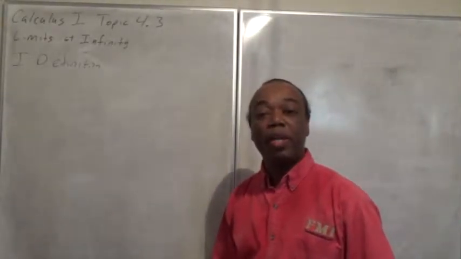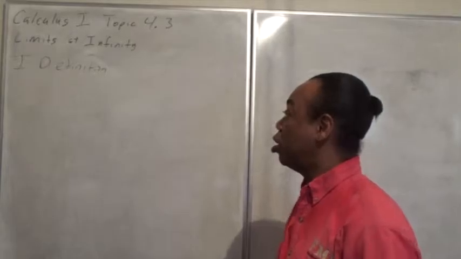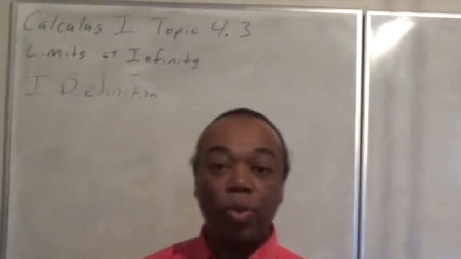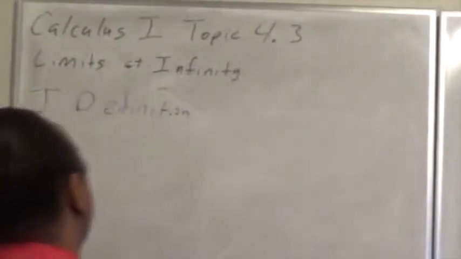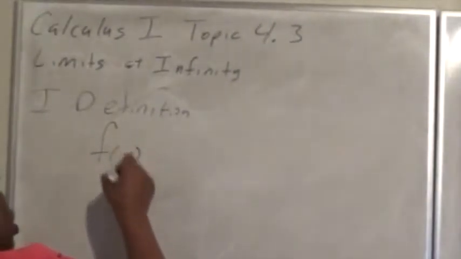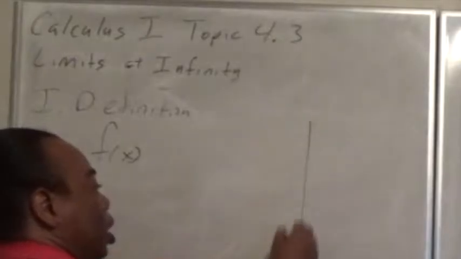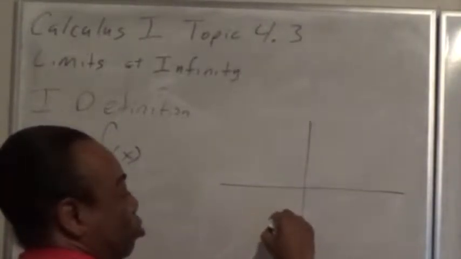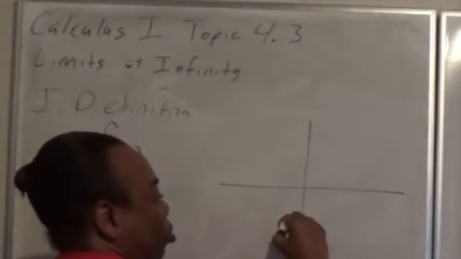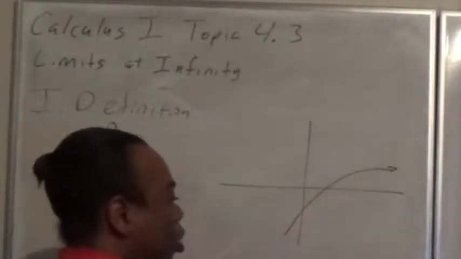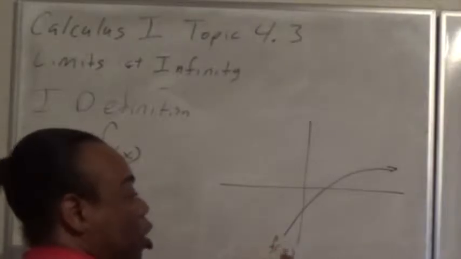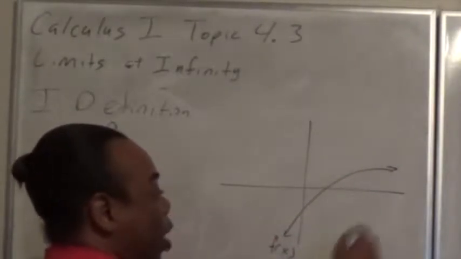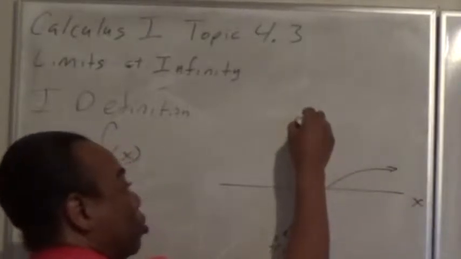4.3, limits at infinity. First of all, I want to start with a few definitions, and we're going to start off with a function. We have a function f, and let's say that this is what it looks like. That's our function f, going to the right and going to the left. And we want to describe what the function does as it goes to the right.